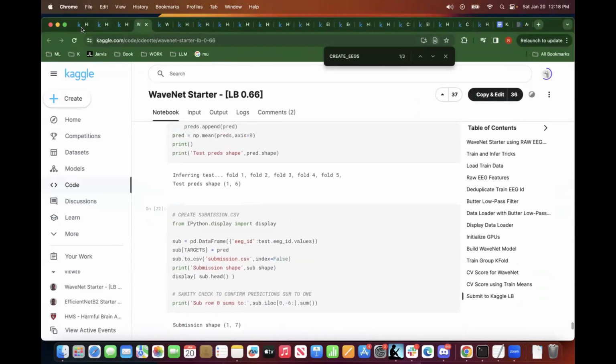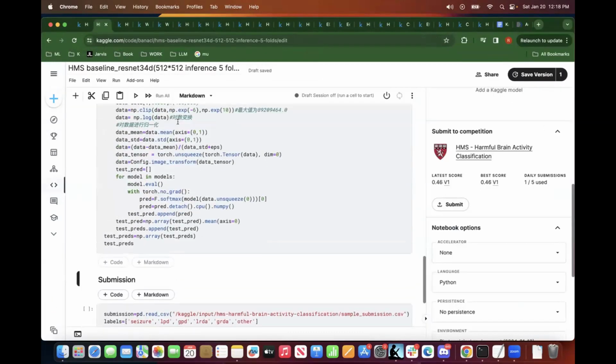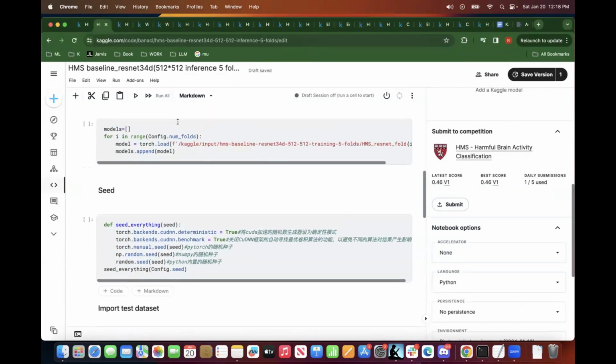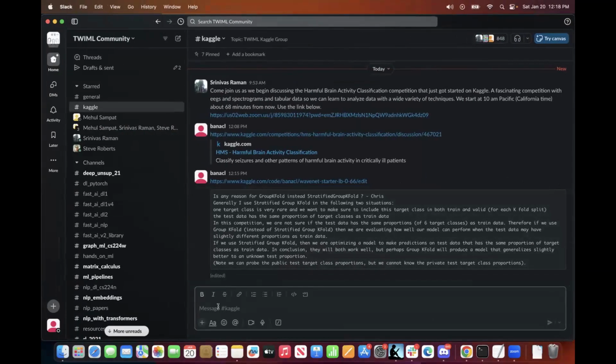Cool. That is the other one. What else? This is the baseline. This is a really nice and simple notebook. What is it called? If someone can pull this up in the meantime and just share it. Yeah, that's a notebook that's currently leading the public.